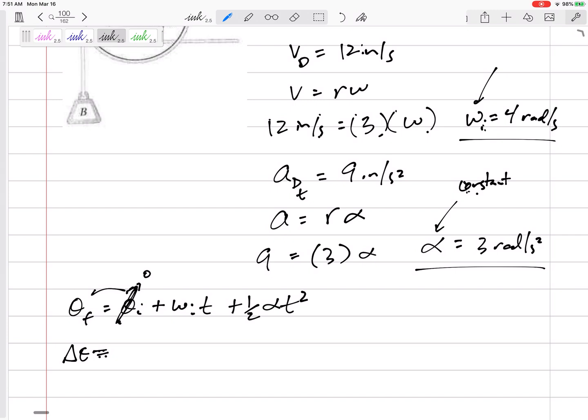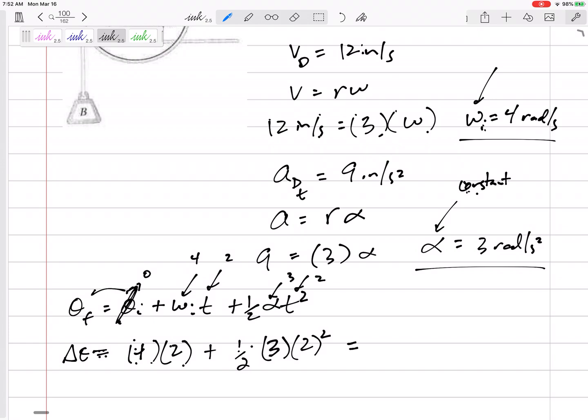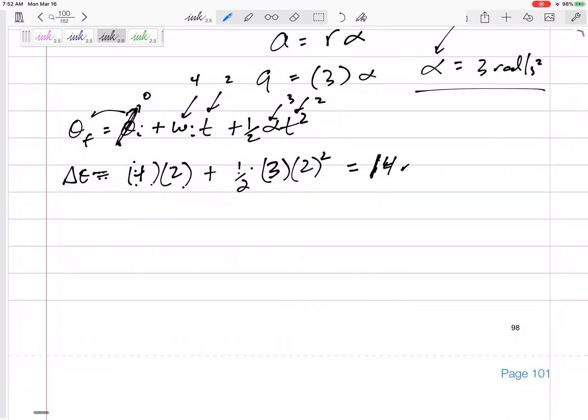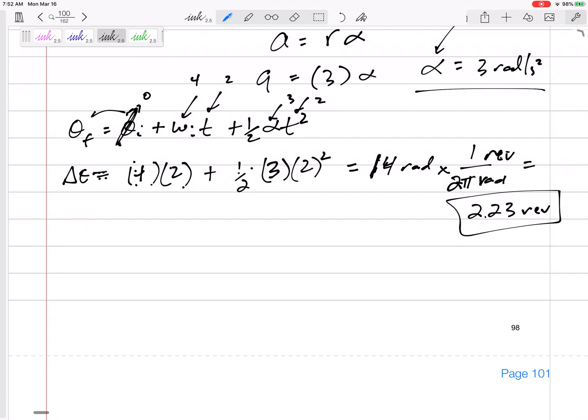That would be equal to, let's see, I know that omega initial is 4, after 2 seconds, alpha is 3, so 4 times 2 plus 1/2 times 3 times 2 squared. So the change in theta would be 14 radians. That's not what the question asked for. It asked for the number of revolutions. So just convert radians to revolutions. I know that 1 revolution is 2 pi radians. So 2.23 revolutions is the number of revolutions for that pulley. Okay, so we answered that. We answered the number of revolutions.